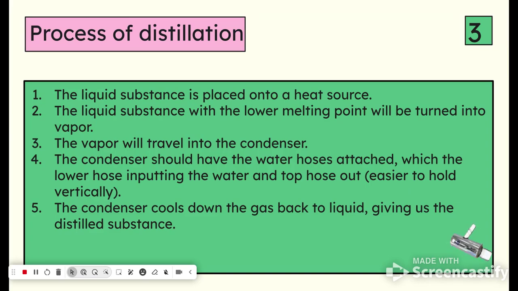But the main point is that the vapor will travel through the condenser and it will reach the other end. The condenser should have the hoses attached as mentioned, which help with the input of water, which makes it possible for the vapor to cool down into liquid.